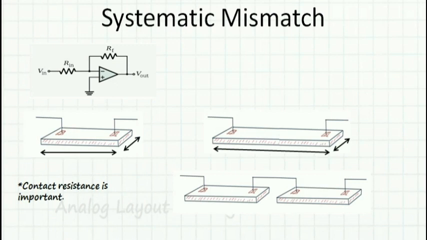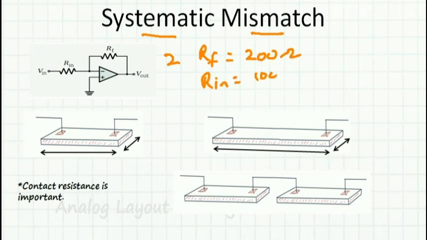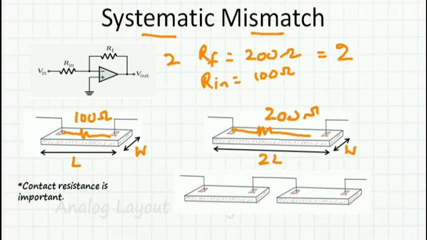Now let's try to understand what systematic mismatch is in greater detail. Suppose I have an amplifier which needs a gain of 2. I need RF to be 200 ohms and Rin to be 100 ohms so that the gain is 2. Now how do I get these resistors? Let's assume this resistor, having length L and width W, has a resistance of 100 ohms. Now I take another piece of resistor having length 2L and the same width W. Now what is the resistance? The resistance is now 200 ohms.